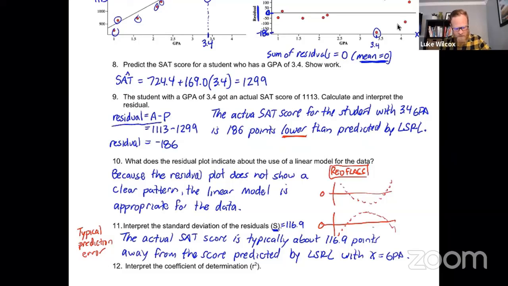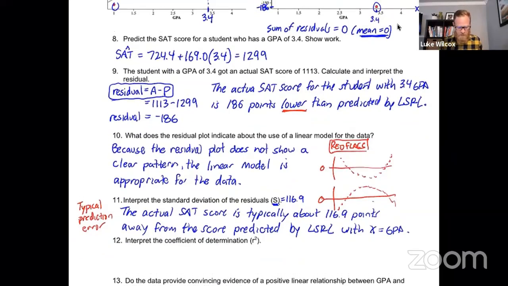I'm just going back to this definition of residual, right? Actual minus predicted, and we have the typical residual here, okay? So 116.9 points, that's kind of far off if we're trying to predict somebody's SAT score, right? So we would like that value to be as small as possible, right? The smaller that value is, the better our model is at predicting.